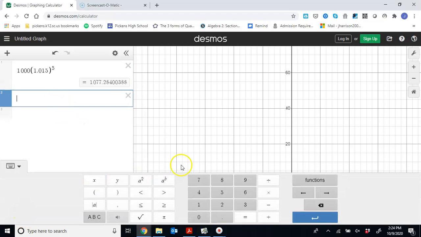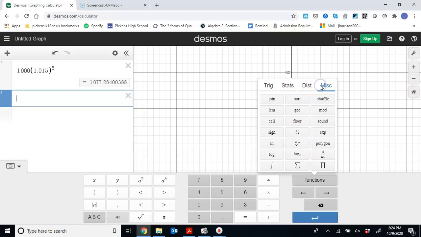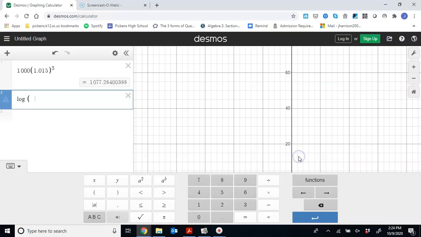Now you probably can type it in, but I also want to show you it's underneath this little button for functions, because underneath here you have a lot of things that you'll be able to use in your future math classes. I believe it's under miscellaneous, if I remember right. Yep. Down here you see log and log A. I'm going to choose log A because I want to actually type in 0.015. The other one is actually a special logarithm that has a base of 10.